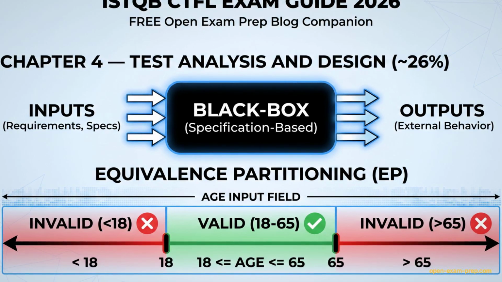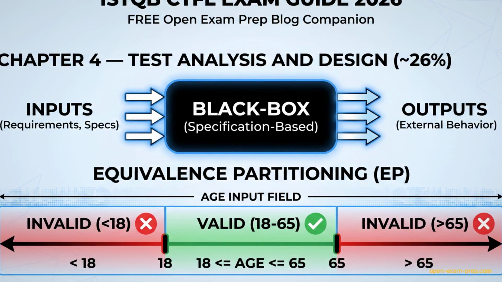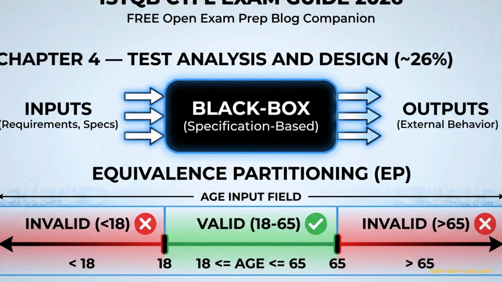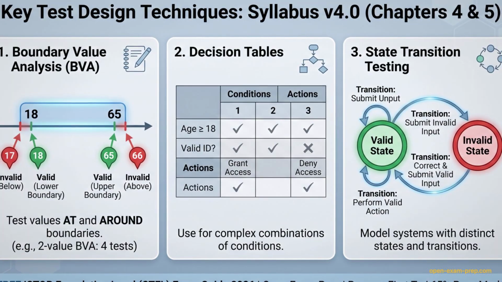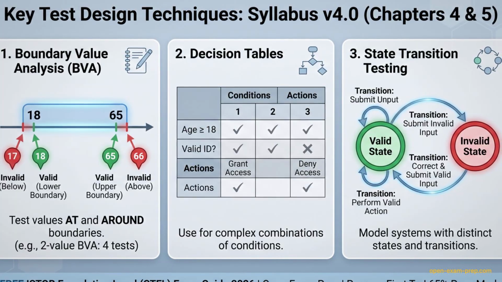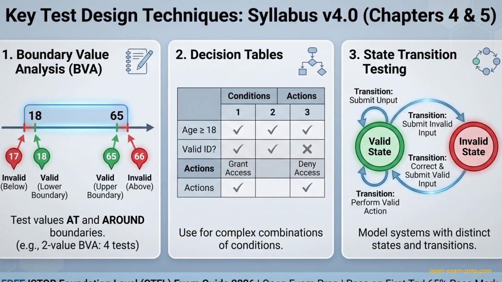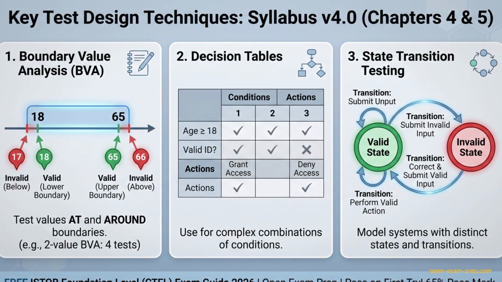For an age field of 18 to 65, this creates 3 partitions: below 18, within 18 to 65, and above 65. Boundary value analysis takes partitioning a step further by testing the edges of each valid partition. For that same 18 to 65 age range, you'd test values like 17, 18, 65, and 66.